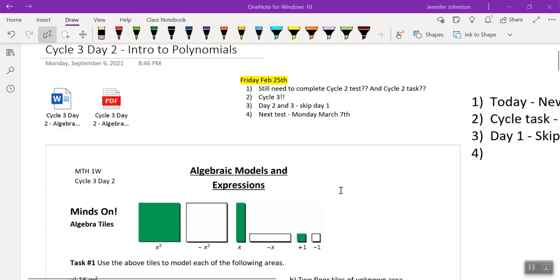Today is Friday, and it is again another snow day. Today we are going to be looking at cycle 3, day 2 and 3. So we're going to be skipping over day 1, and we're going to be looking at day 2 and 3.